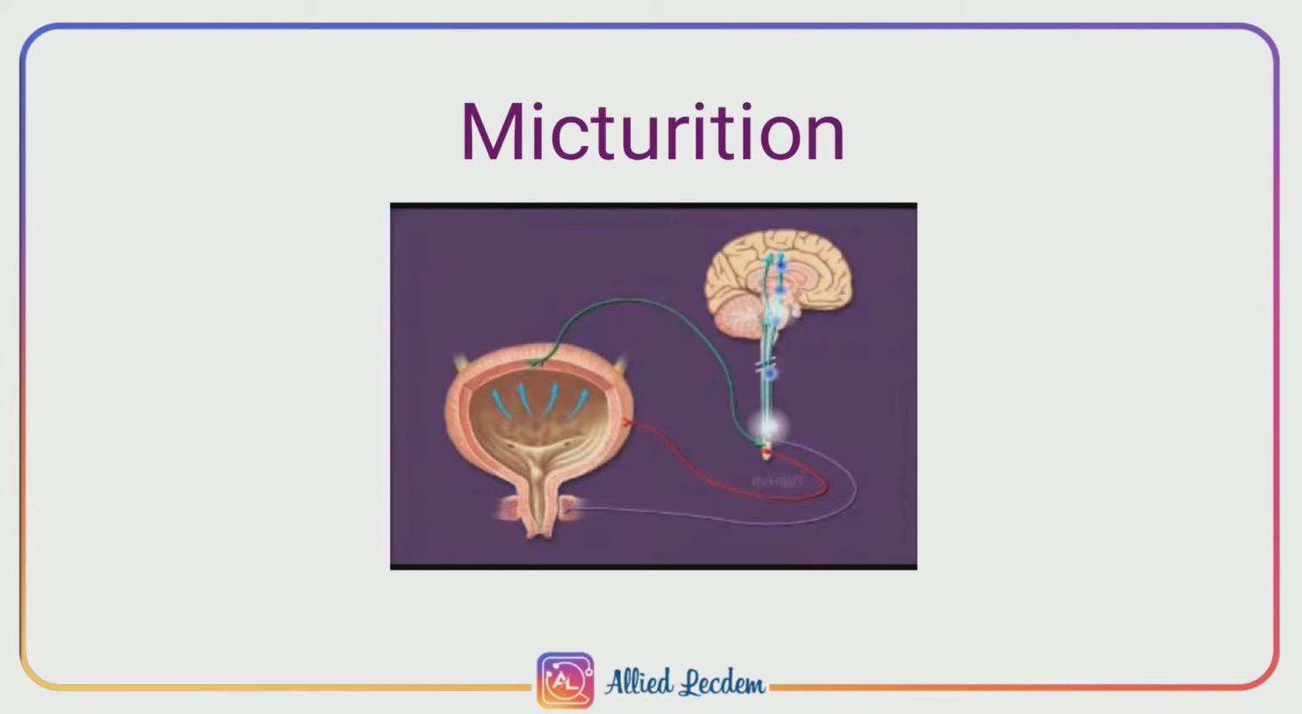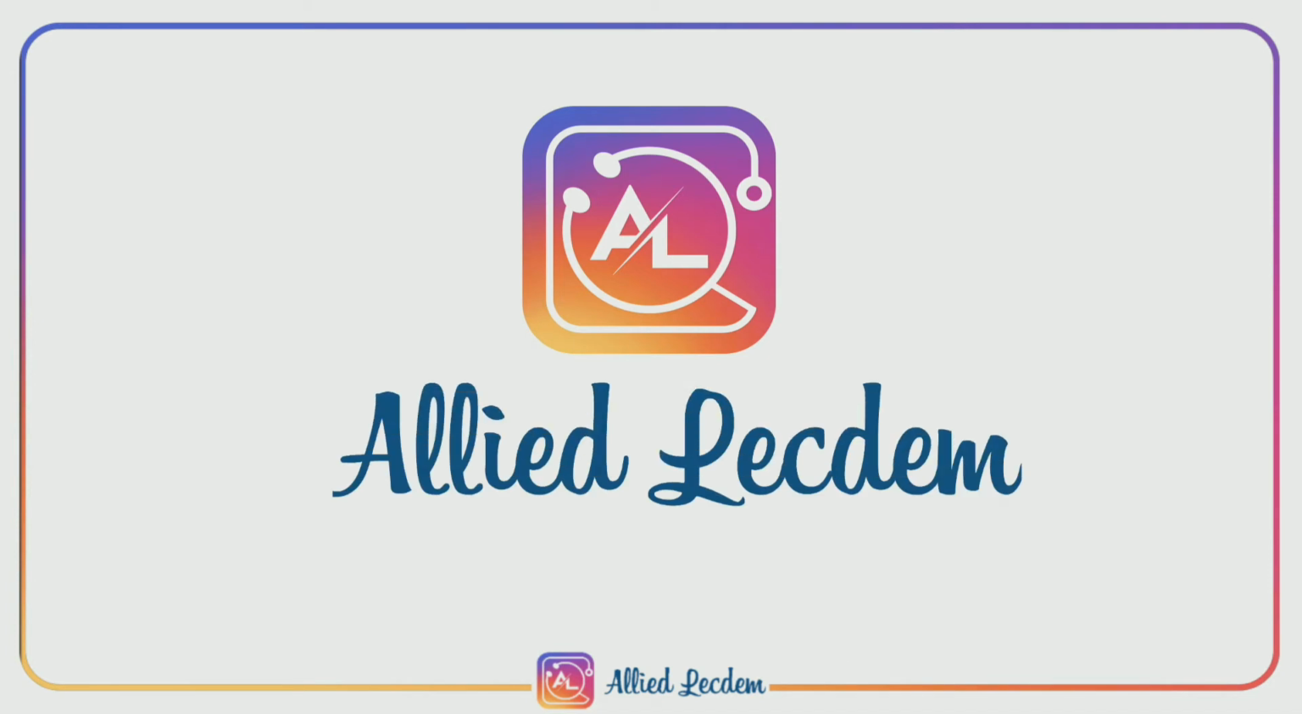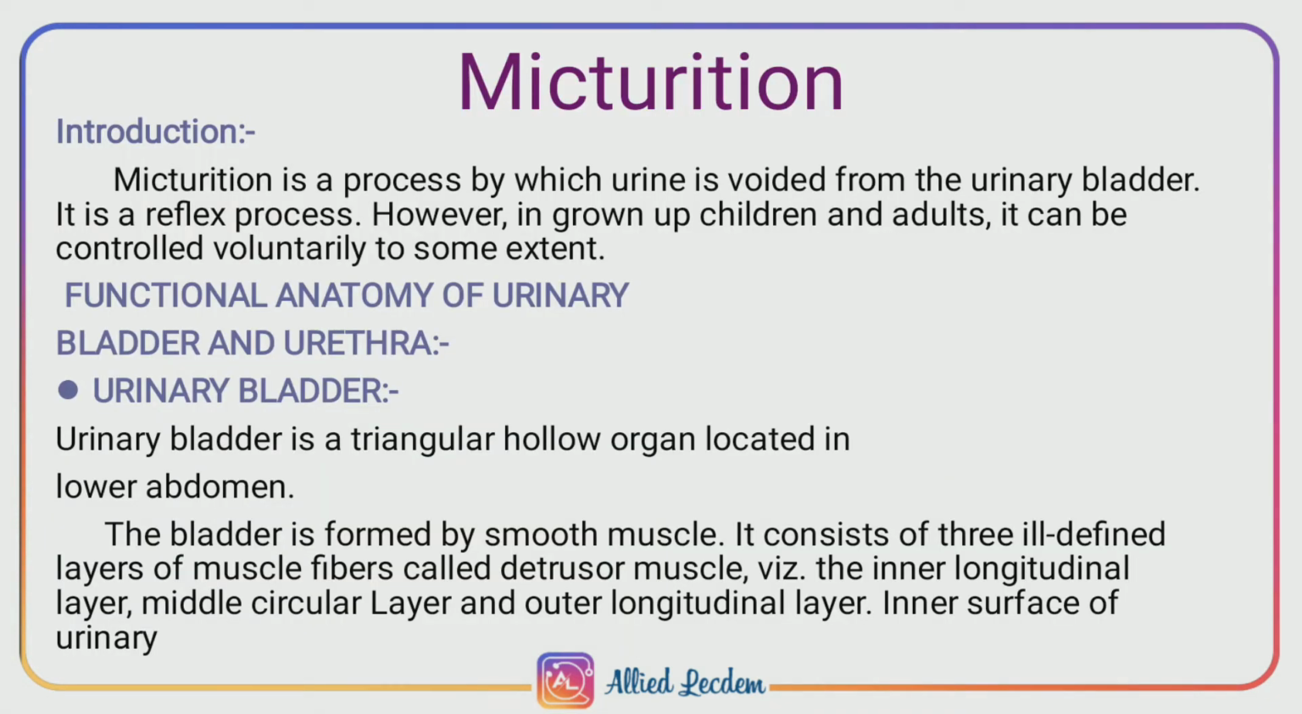You can check it. Today, we are going to see about micturition. Micturition is a process by which urine is voided from the urinary bladder, and it is a reflex process. In grown-up children and adults, it can be controlled voluntarily to some extent.